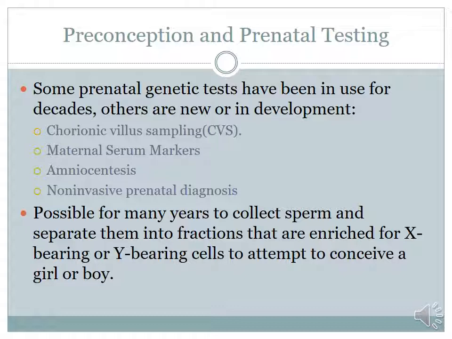We will be coming and discussing more later on about the prenatal genetic tests. But for the moment, we're going to move on and just give more of a broad idea of the types of tests that are available currently.